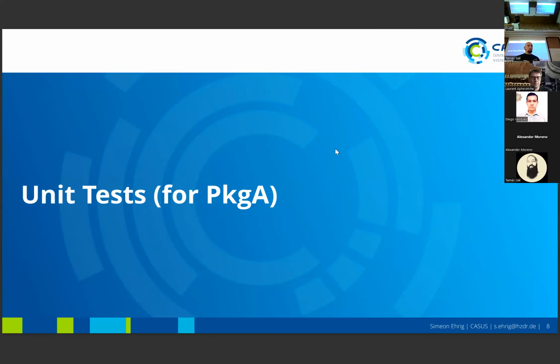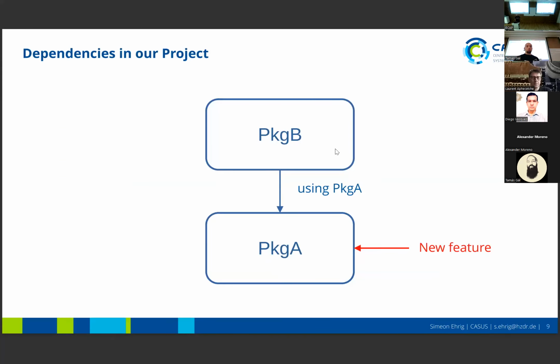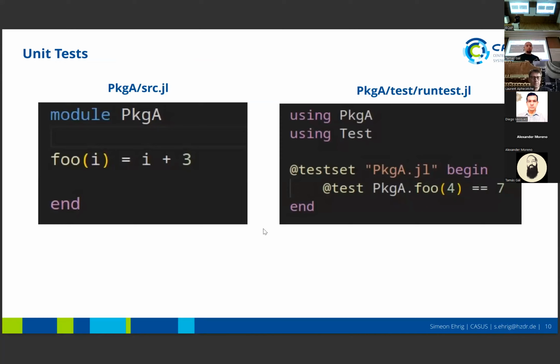Okay, let's start with unit tests. I will explain unit tests and integration tests with an example. And therefore, we have a small ecosystem. We have package A, and we want to implement a new feature or change a function in package A. And we have a package B, which is using the function from package A. And this is what our package A looks like. So we have the function foo with 1 argument and a test case, and everything is fine.